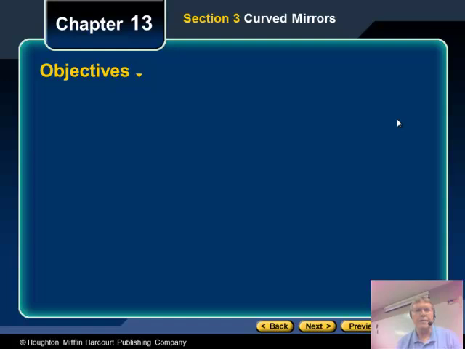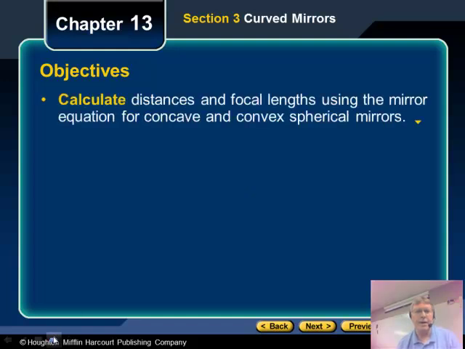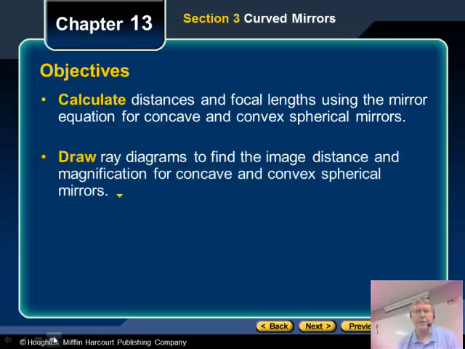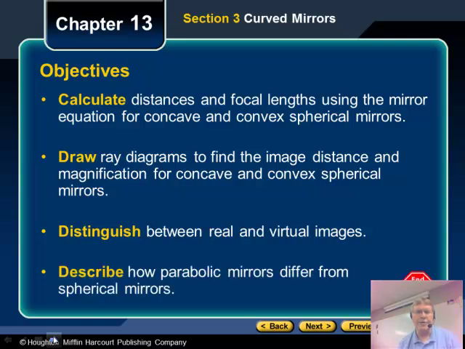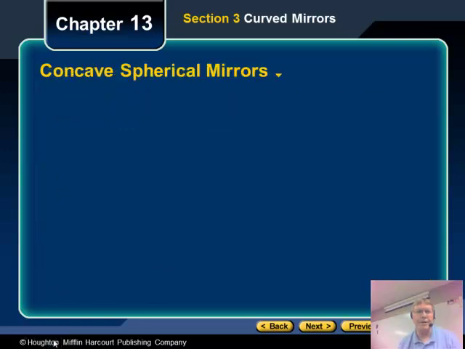This is Physics, Chapter 13, Section 3, dealing with curved mirrors. Our objectives for today are to calculate distances and focal lengths using the mirror equation for concave and convex spherical mirrors, draw ray diagrams to find the image distance and magnification for concave and convex spherical mirrors, distinguish between real and virtual images, and describe how parabolic mirrors differ from spherical mirrors. Okay, so let's get started.